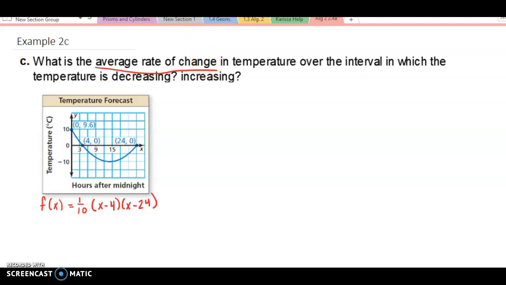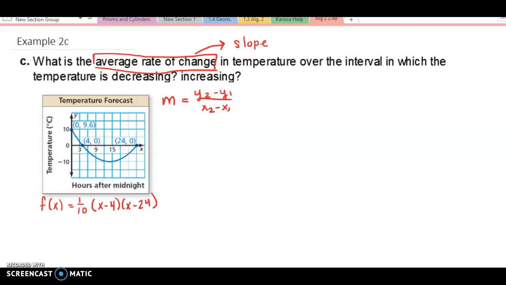Okay, so first we need to figure out this average rate of change. If you think back to middle school, this was the term used for slope. Anytime you hear average rate of change, that just means the slope. That's a fancy way of saying slope. And remember, slope is y2 minus y1 over x2 minus x1.